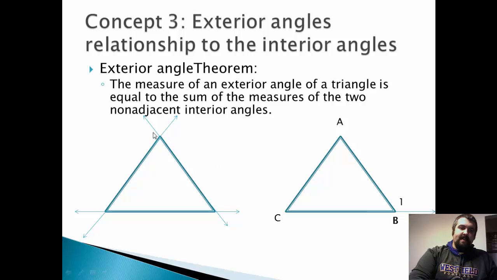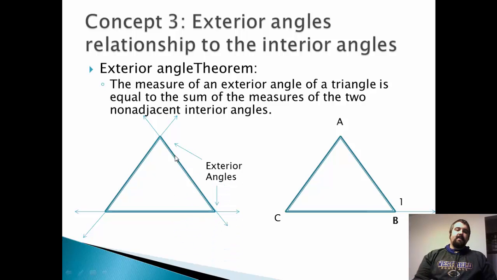We extend the side. So there's these light blue lines here that have been extended, and they're what create the exterior angles. This angle here is an exterior angle. This angle here is an exterior angle. This angle here is an exterior angle. Just to be clear, the exterior angle is over here. So an exterior angle is formed by extending the side of a triangle.